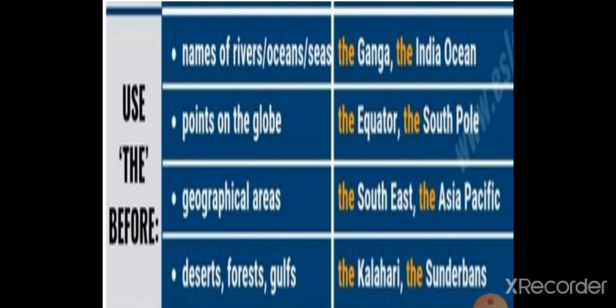Okay, so I hope this much clarity is enough to make you understand when to use the and when not to use the. Okay, so this is all about the definite article the and its usage. Now in the next lecture we will discuss indefinite articles, what are the rules of using them. Okay, so this is all, students. Thank you everyone.